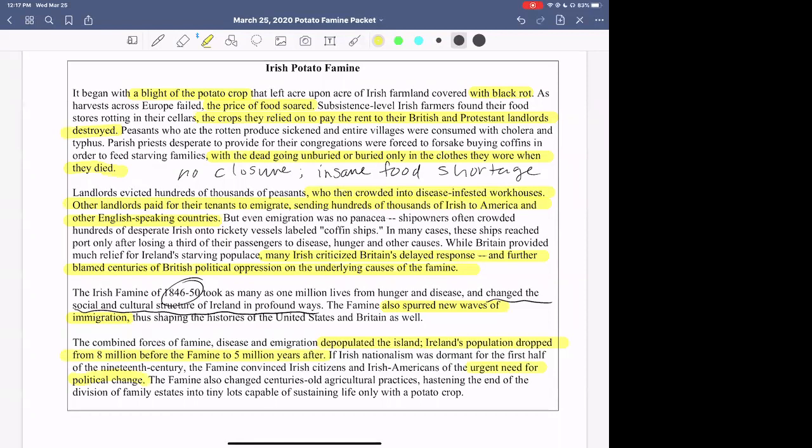The famine also changed centuries-old agricultural practices, hastening the end of the division of family estates into tiny lots capable of sustaining life only with a potato crop. Basically, what that's saying here is this famine makes them realize the need for change. If one crop having an agricultural issue means that an entire group of people is dying out and having to leave their country, that's a problem. We need to look at other ways to produce income and to make sure that we can afford life.